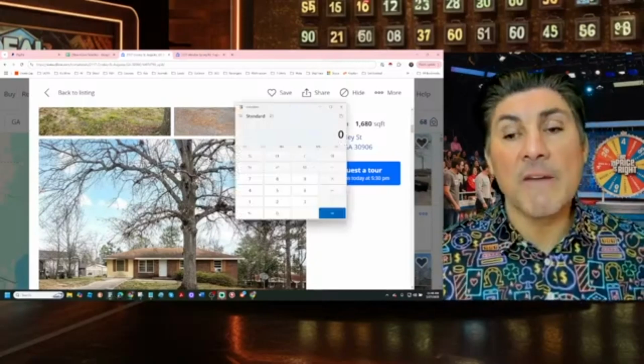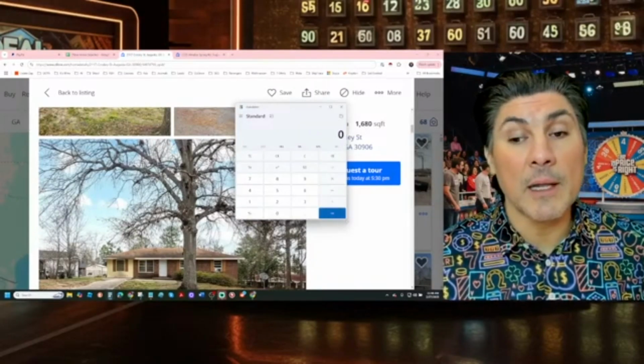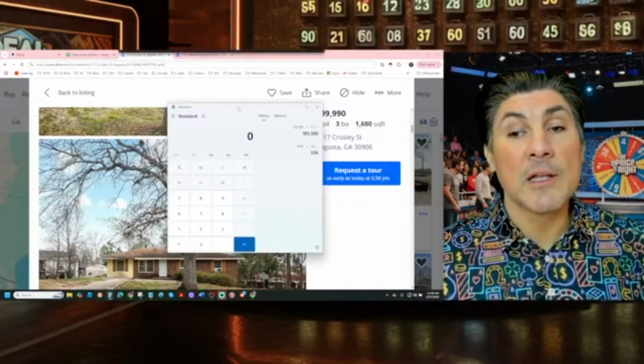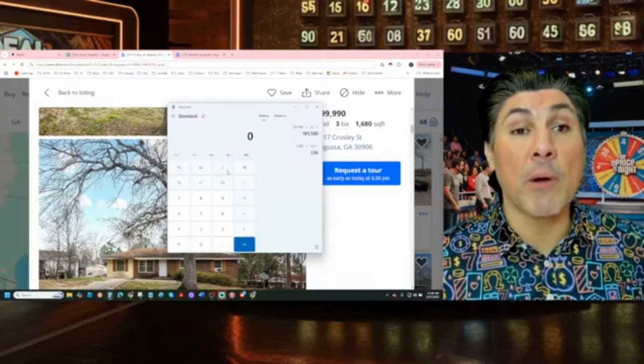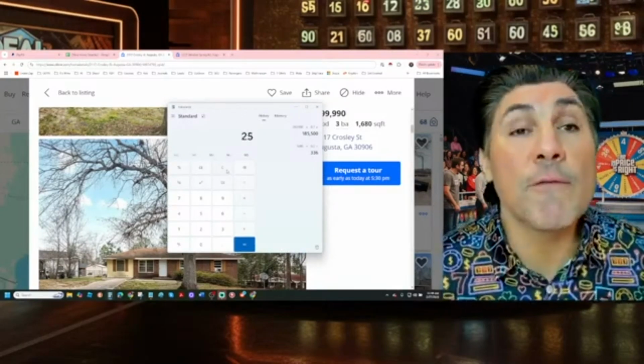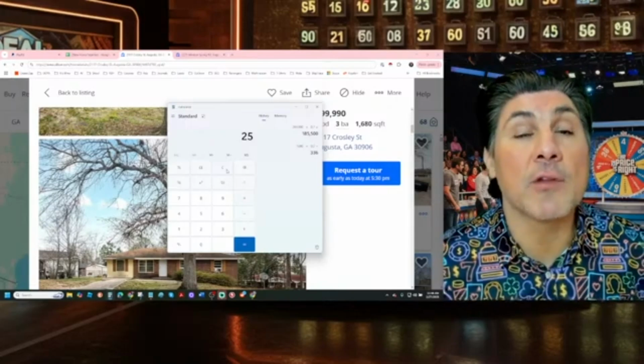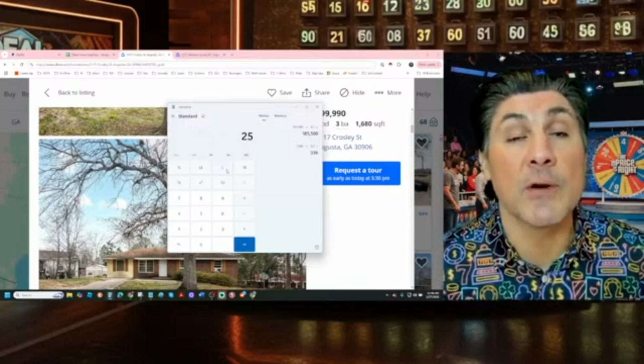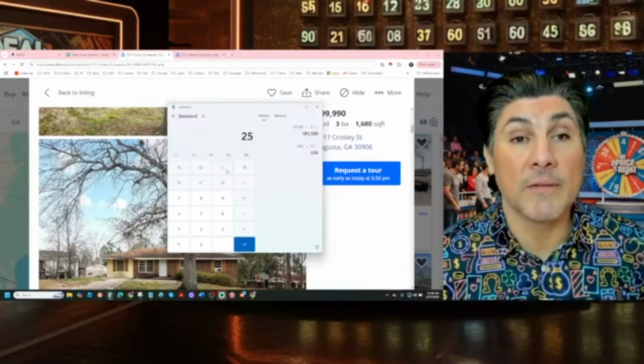When it comes to repairs, if it is a lipstick property, lipstick meaning it's just floor and paint. Very, very few properties are just floor and paint. It's $25 a square foot. So just floor and paint is $25 a square foot. So whatever the square footage is, you would multiply it by 25.